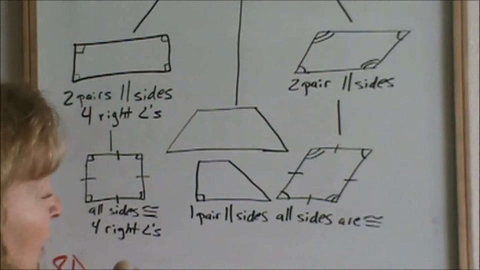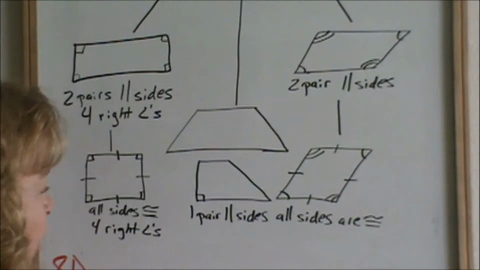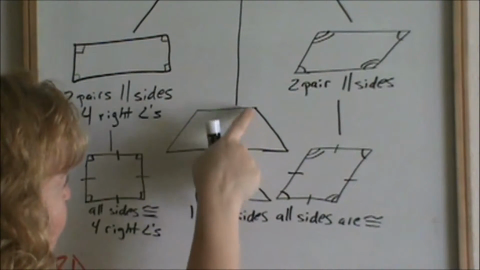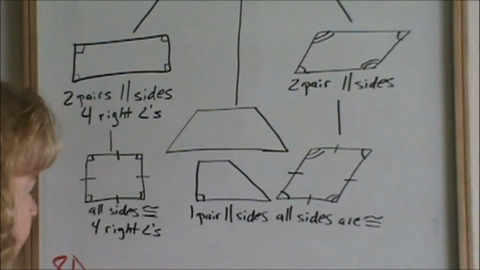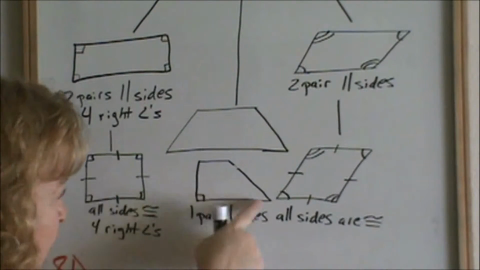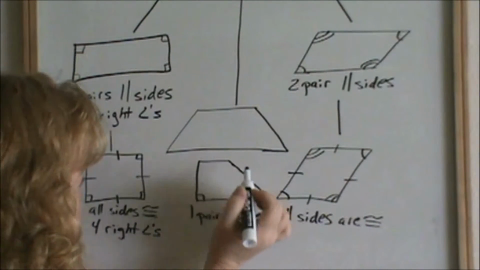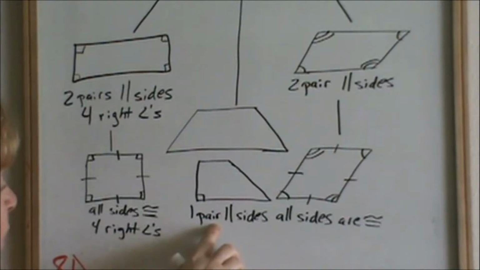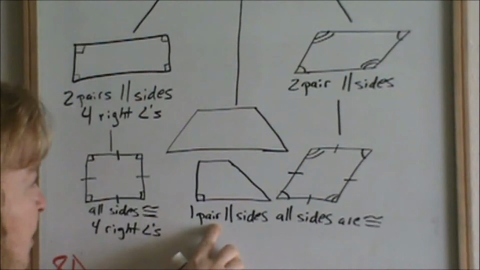In a trapezoid, you can have one right angle. You might not have any right angles. But again, all of these angles are going to add up to 360. And these angles may not be congruent, so I'm not going to mark any angles congruent. So the best way to describe a trapezoid is one pair of parallel sides.